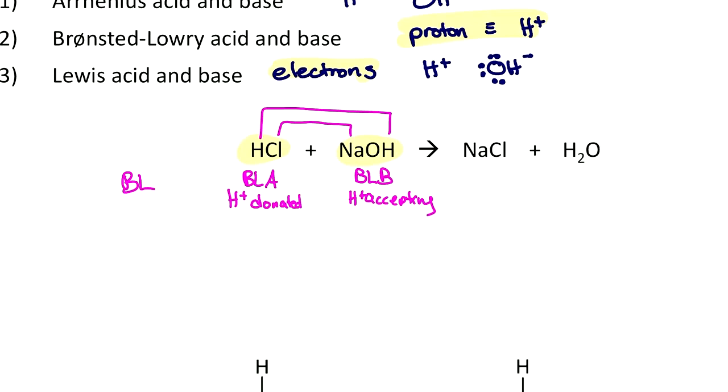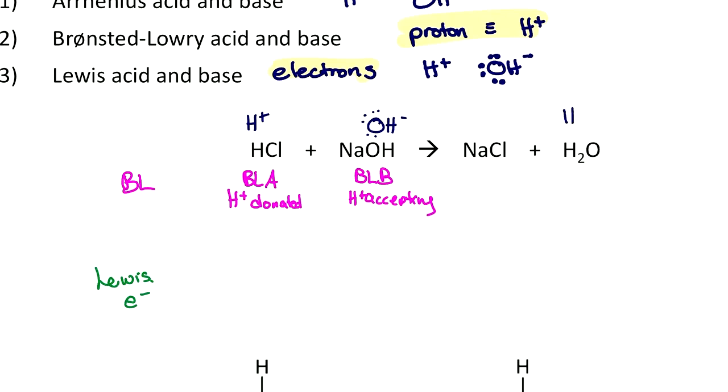All right, so let's look at it in terms of Lewis. For Lewis acid-base theory, what are we inspecting? Electrons instead. So what might be useful is if we draw some structures. We have H plus over here, and then we have hydroxide over here. And do remember those lone pairs.